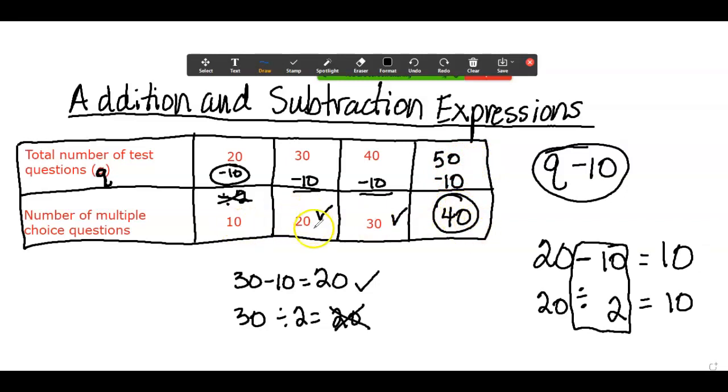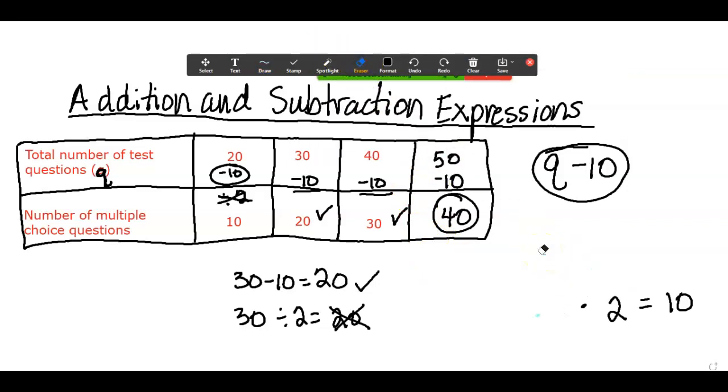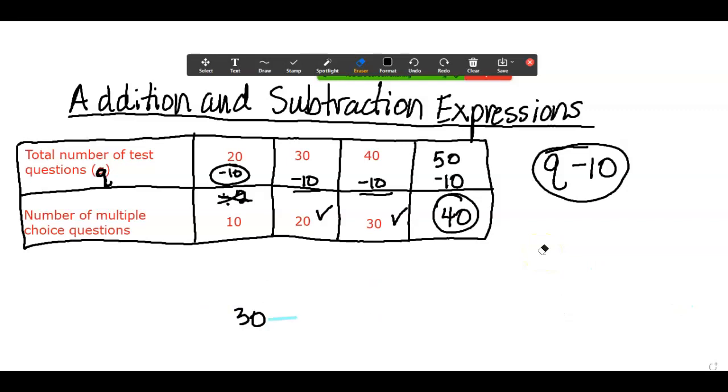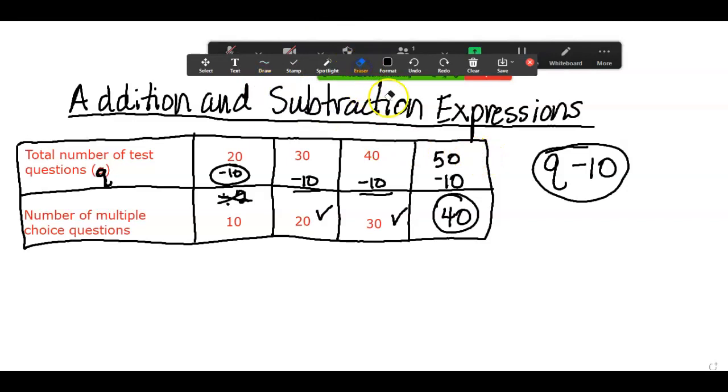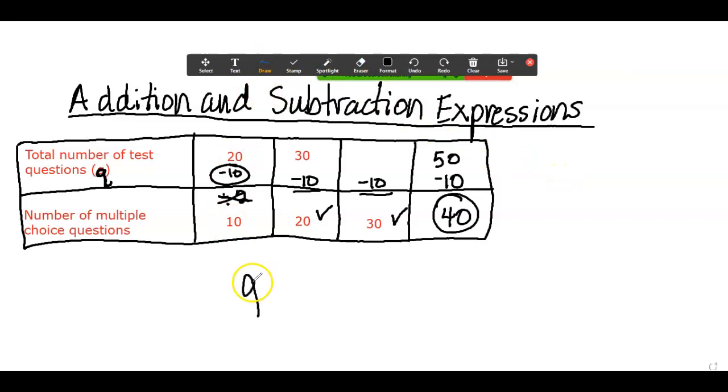Now, I could use this pattern that I see. I see a 20, 30, 40, 50, a 10, 20, 30, 40. I could use a pattern. That would work. Okay. However, if I had a question that was asking me to use this table to fill it in like we just did, but then to have a question afterwards, let me move this out of the way. So we said our rule is Q minus 10.